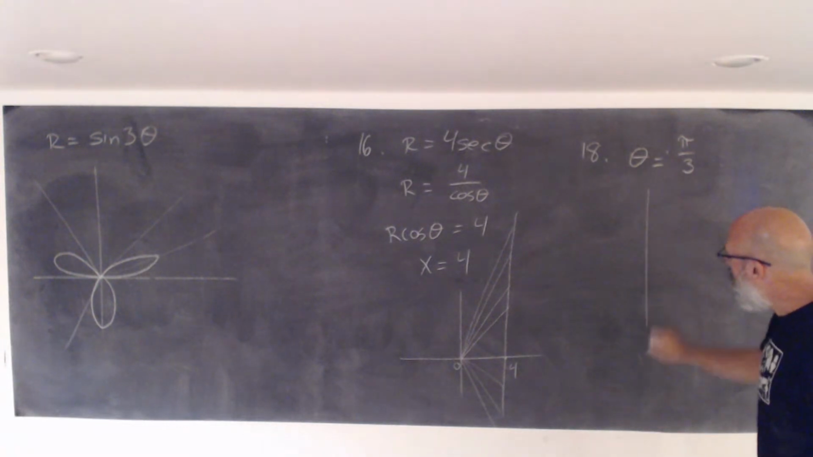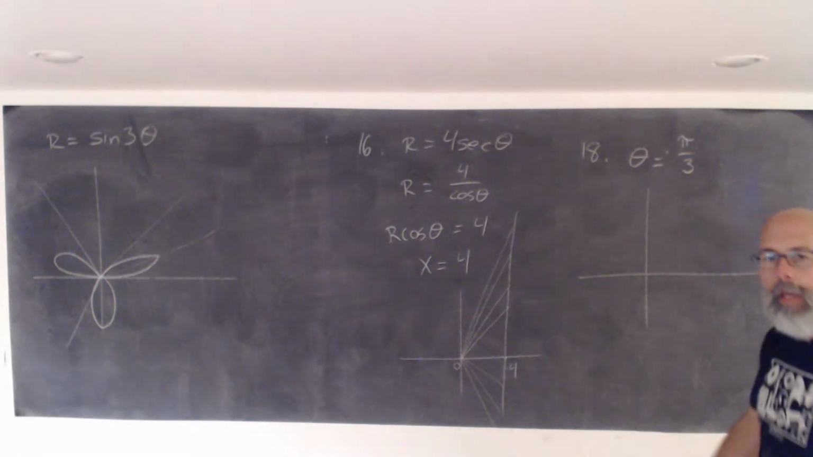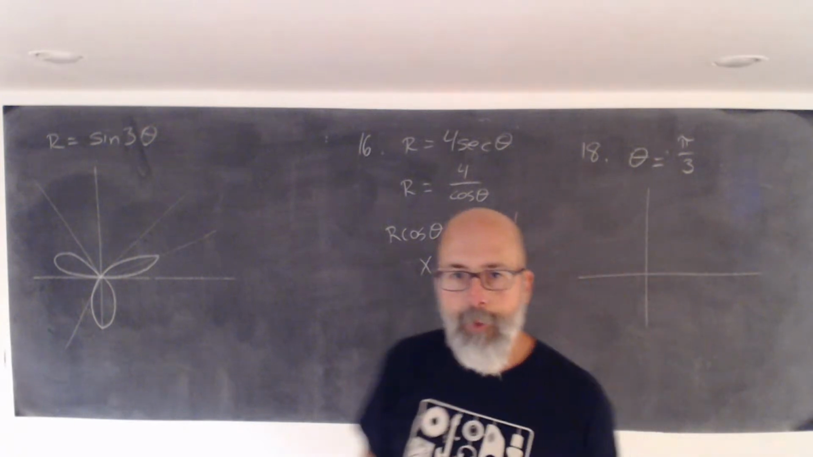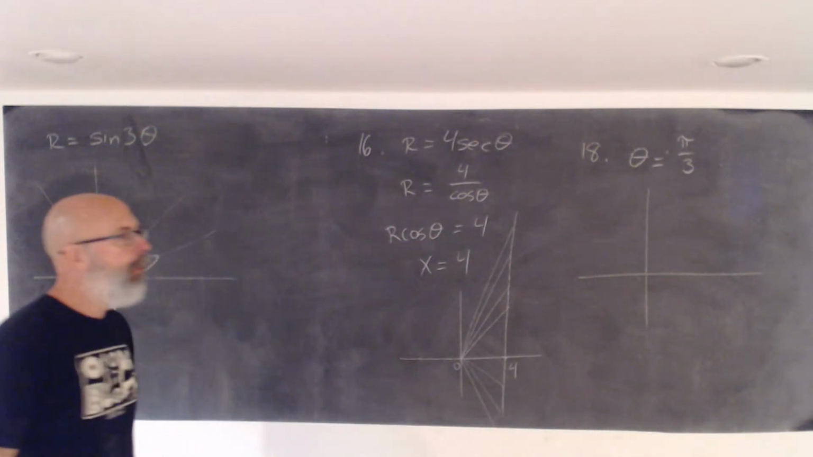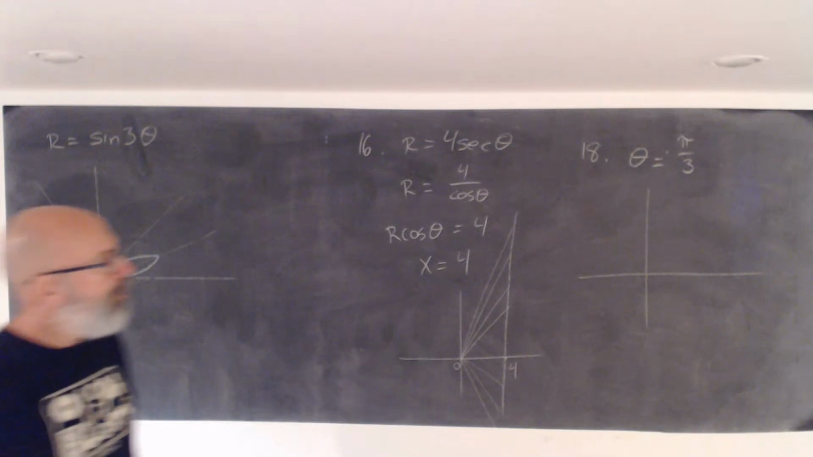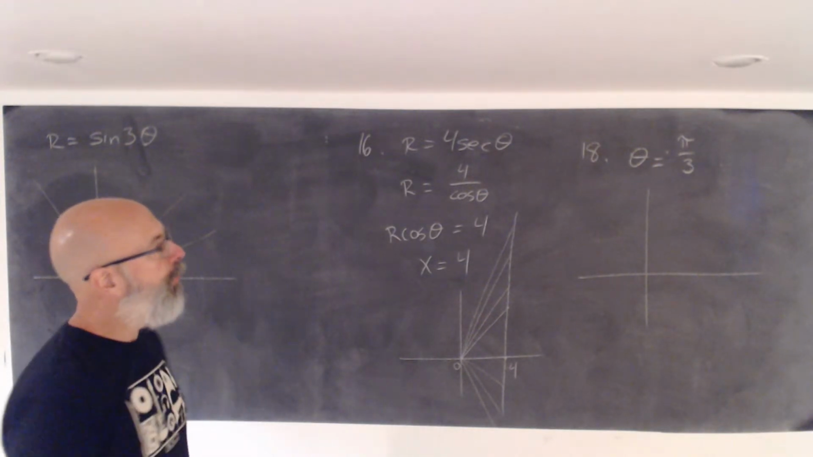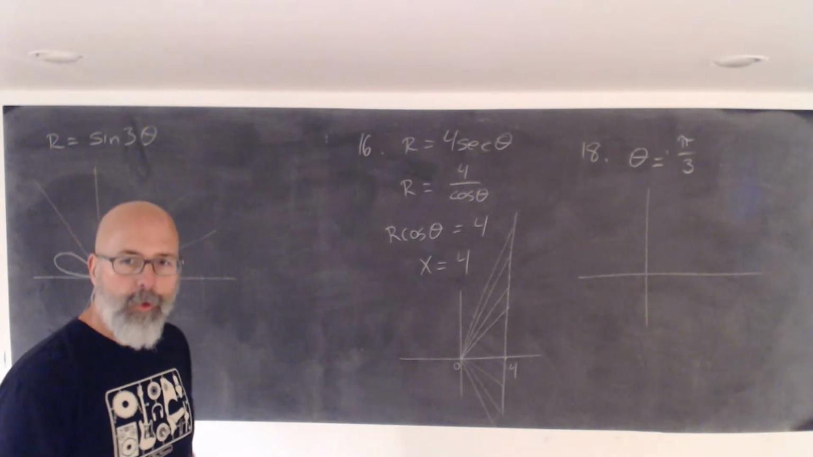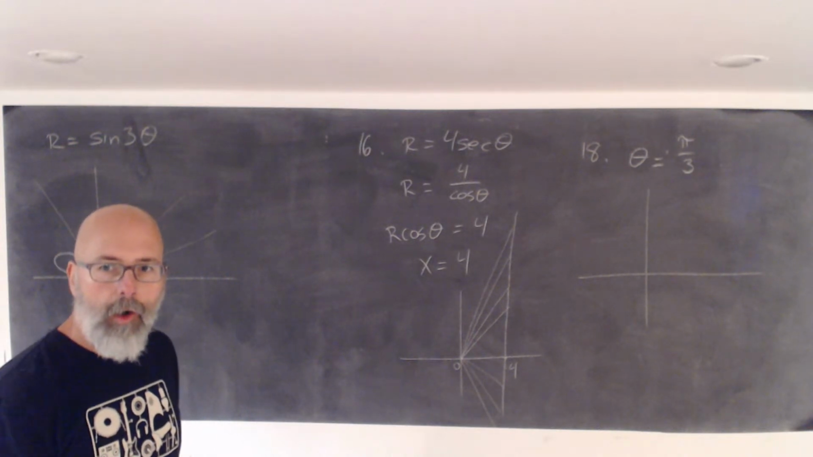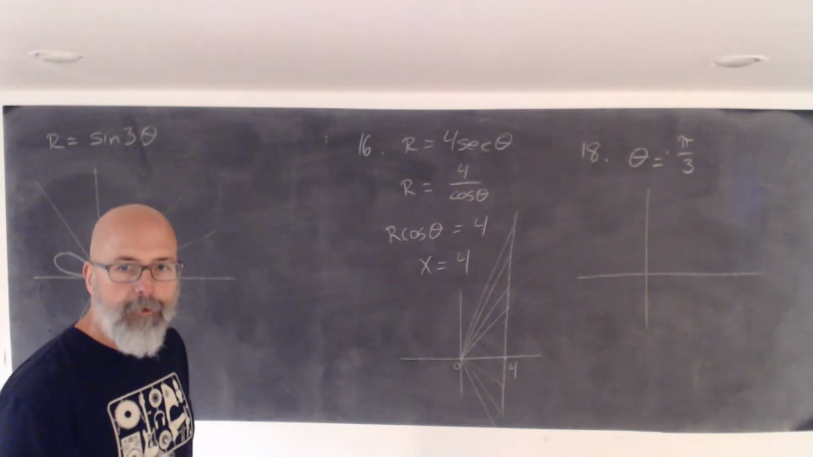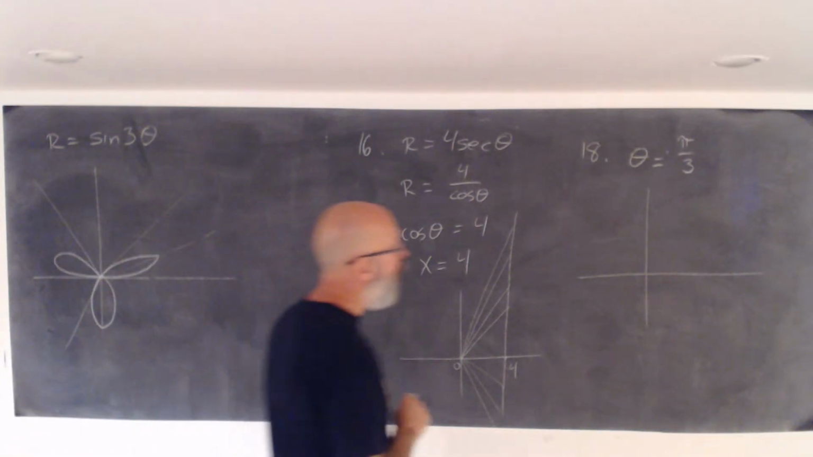Let's graph this in the x and y plane. Notice that no r is given here. So theta is pi over 3 regardless of what r is. Theta is pi over 3 for all values of r.